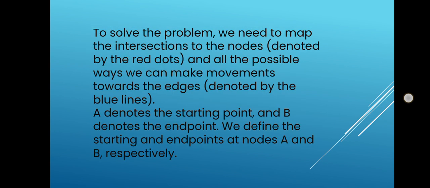To solve the problem, we need to map the intersections to the nodes denoted by the red dots, and all the possible ways we can make movements to the edges denoted by the blue lines. A denotes the starting point and B denotes the end point. We define the starting and end points at nodes A and B respectively.